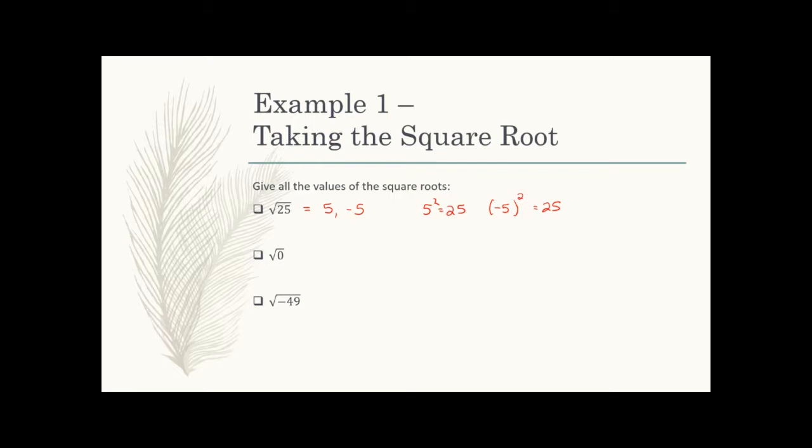For 0, there is no such thing as a positive or negative 0, and the square root of 0 just gives you 0. So there is only one answer to the square root of 0. It's just 0.